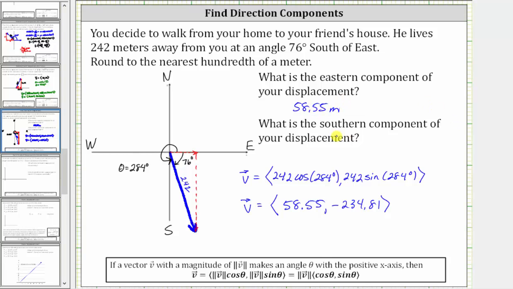And now the southern component is represented by the y component of negative 234.81. The negative indicates the y component is going down, so we don't include the sign here because the sign indicates the direction of south. And therefore, the southern component of the displacement is 234.81 meters. Again, we don't include the sign because the sign indicates down, or in our case, the direction of south, which is already indicated in the question.